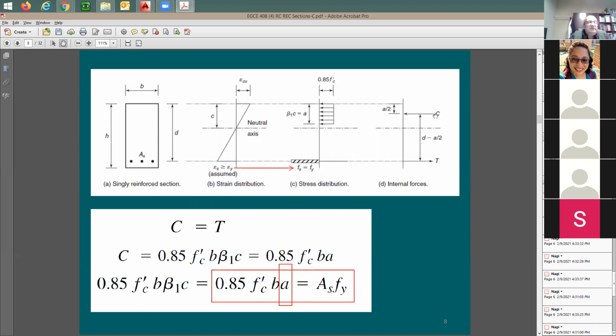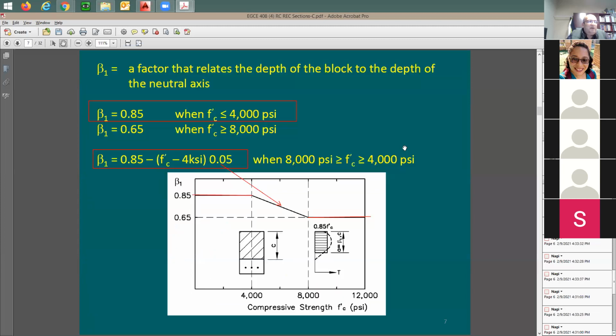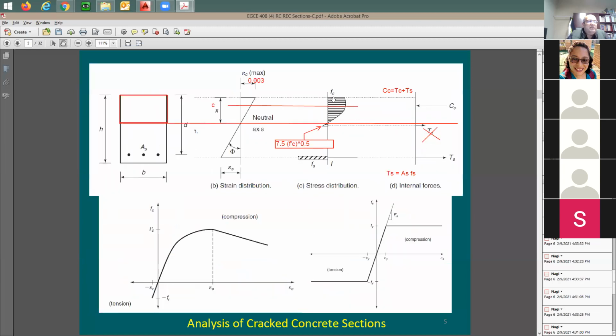Now, where is this force gonna be located? Where is this point of application? It's gonna be at the centroid of this block. If this block has a depth of a, this is gonna be located at a over 2, one half of a. And this absolutely makes sense, right? This is a much simpler block than this distribution. I don't really need to use this distribution. Otherwise, where would you put the C?